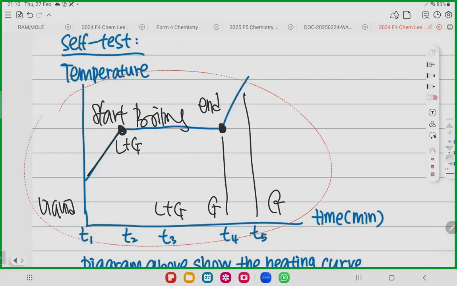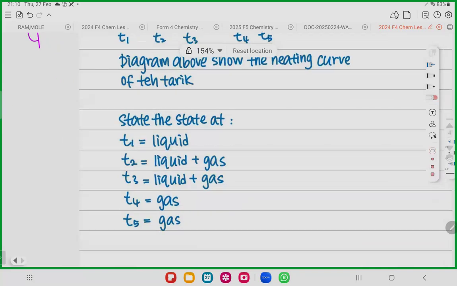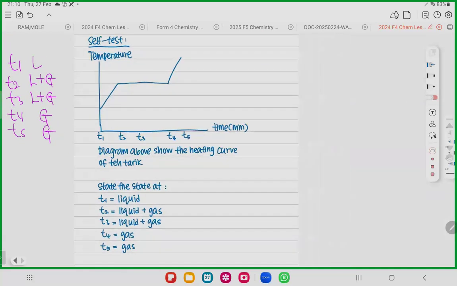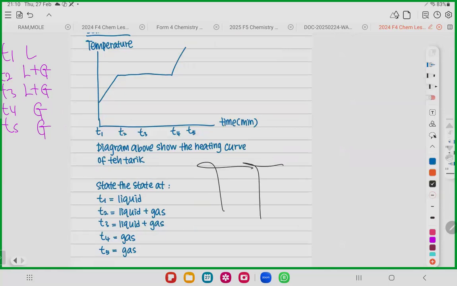So I hope everyone knows what is going on, how I figured out the state for T1, T2, T3, T4, T5. State means solid, liquid, or gas. That's all. Okay? So I really, really hope you all understand how I tackle this question. Let me know in the chat box. Are you okay? If you're okay, type TT. TT stands for teh tarik. Are you guys okay with this question? If you're okay, type TT, yeah? Teh tarik.